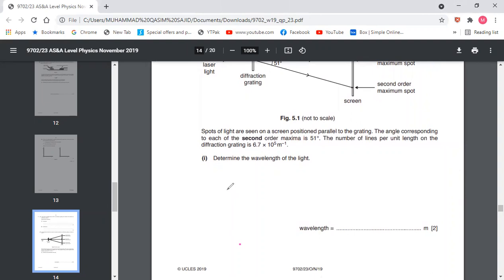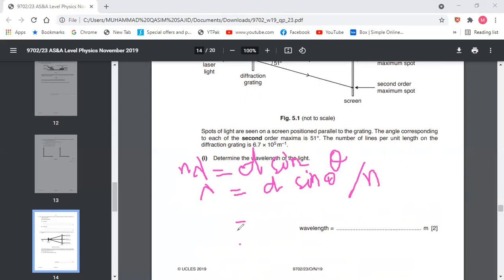So how to find the wavelength of light? The standard formula is n lambda equals to d sine theta. So we have to find lambda. So lambda must be d sine theta upon n. So what the d is? First we have to find the value of theta. So the value of theta is 51. So it must be sine 51.